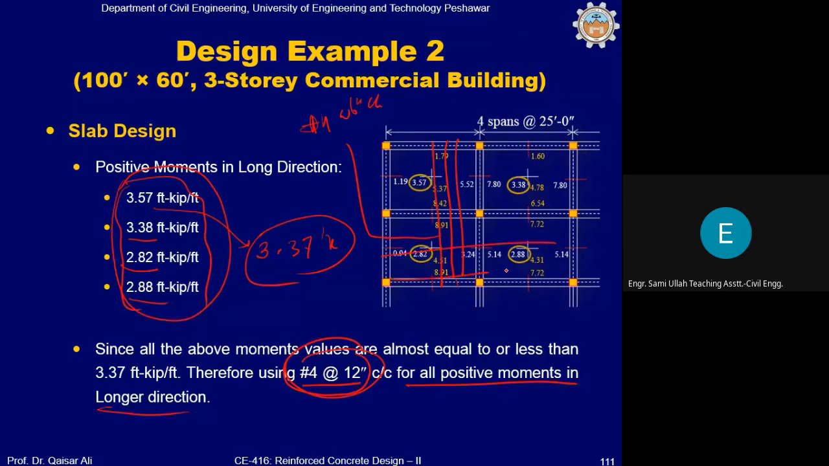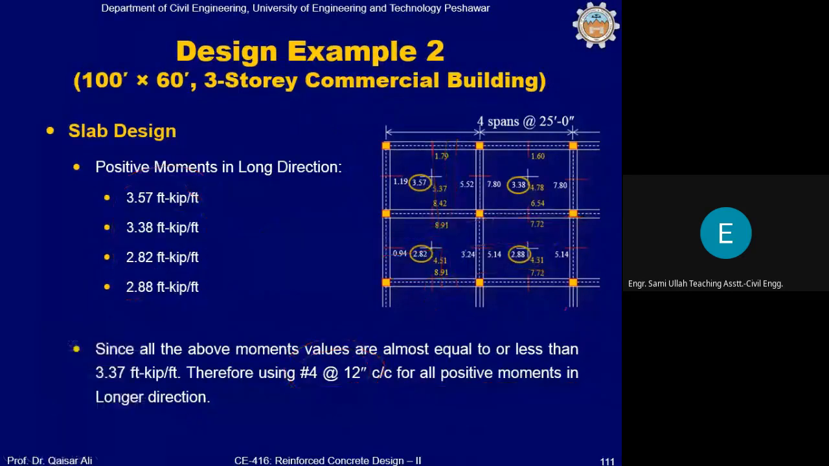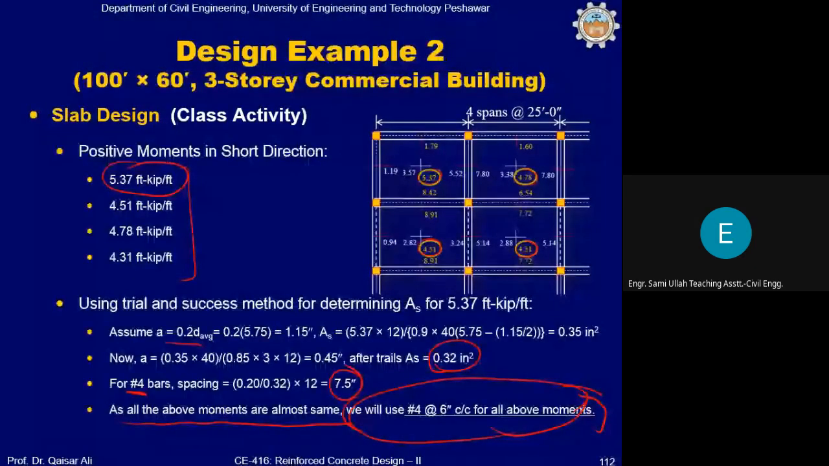And along the longer direction, the force will be number 4 at 12 inch. Clear? Yes. Now, sir, coming to the top reinforcement.